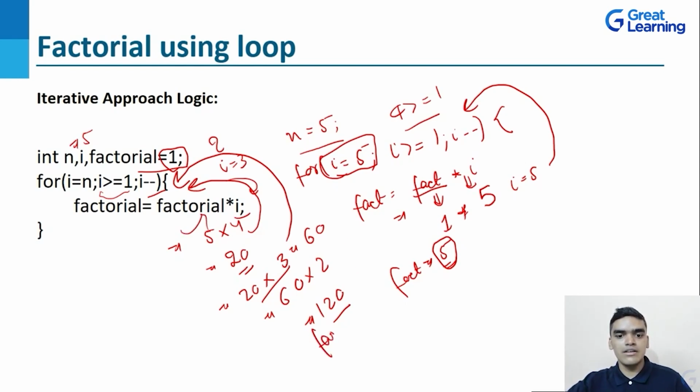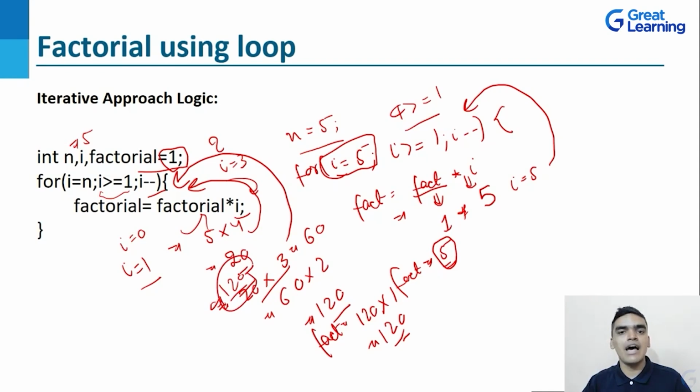If we see the statement, the factorial value is 120 and the I value is 1. So the new factorial value is 120. Now here I am getting the I value 1. Again it will go for update. The new value of I will be 0. Is 0 greater than or equal to 1? No. So our loop will end here. And the factorial value that we will be getting is 120. So this was all about the idea of factorial using loop.